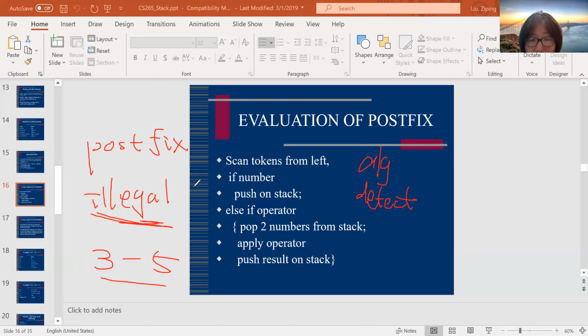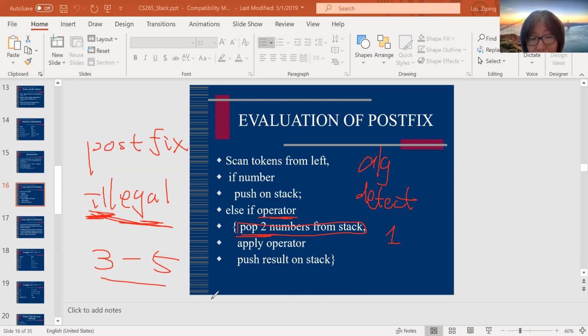So you can find the illegal ones whenever you pop two numbers out. Whenever you have an operator, if your stack has two numbers to pop out, that means your postfix at this point is still correct. If you don't have two numbers, if you just have one number and you don't have the other number to pop out, that means your postfix expression is illegal. So there's one place that you can find the illegal expression.